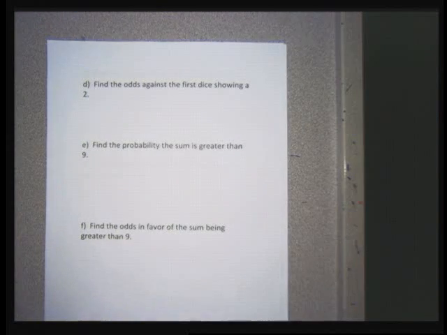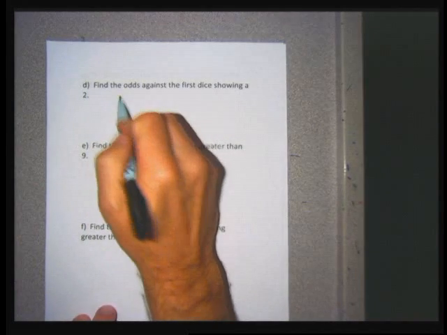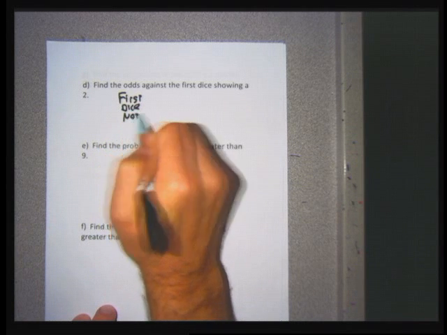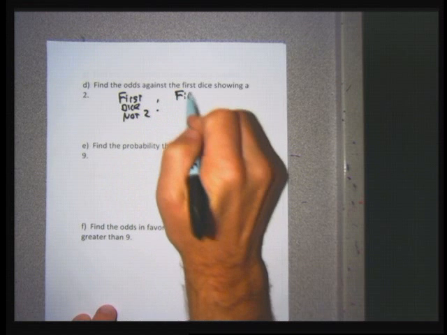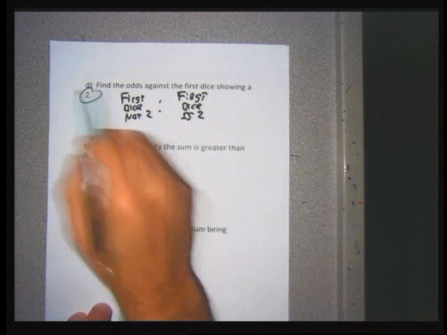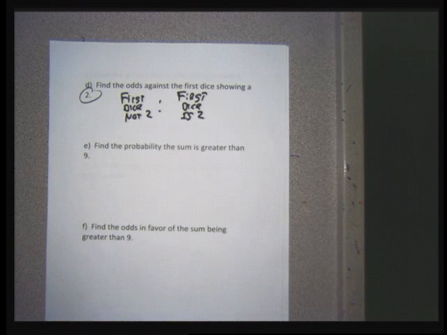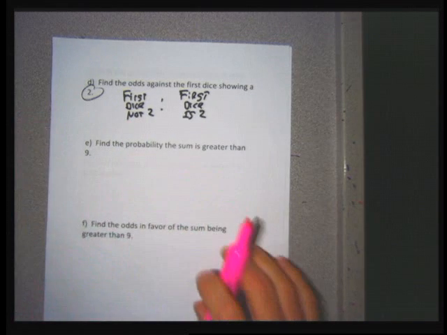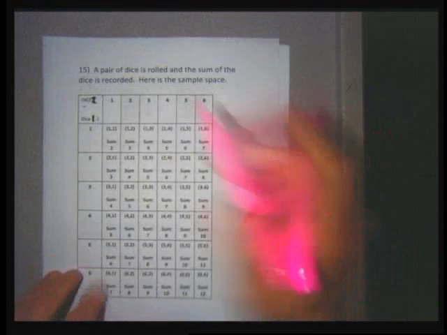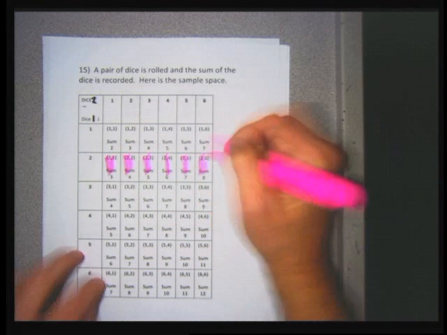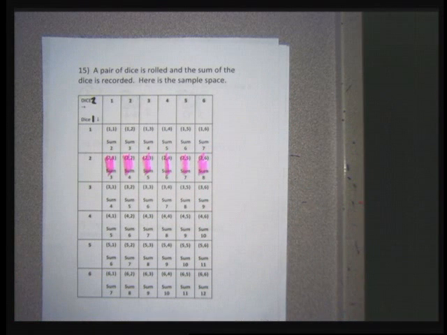Alright, so odds against the first dice rolling a 2. So it's going to be first dice not 2, and the first dice is a 2. So I'm separating the sample space for an odds by the first dice being a 2 or not. Because it's against, I want the not first. So now I'm going to try to find the easier one to count, and the easier one to count is usually the is. So these items right here, those are the 6 items in the sample space that fit the first dice is a 2.